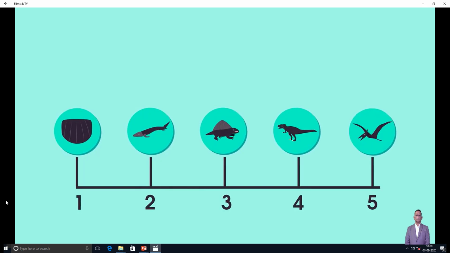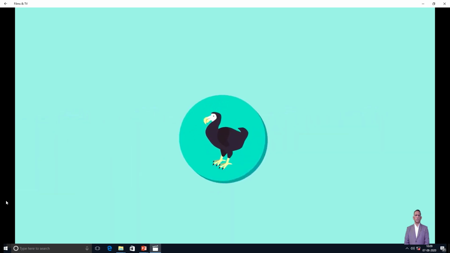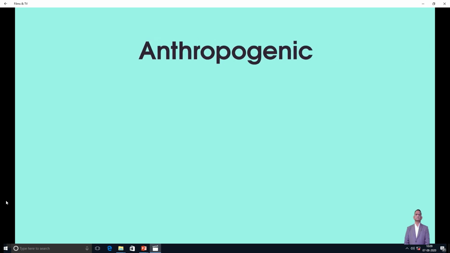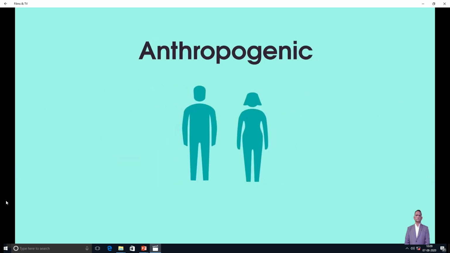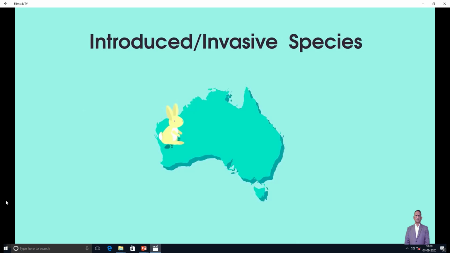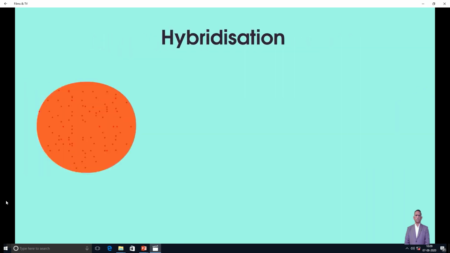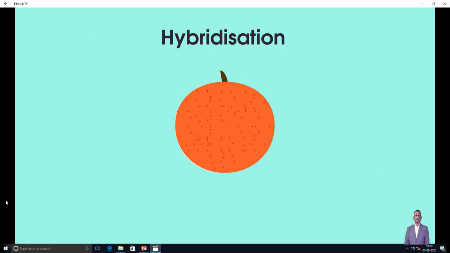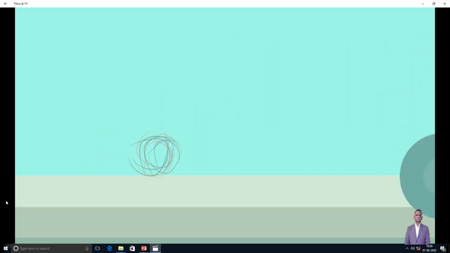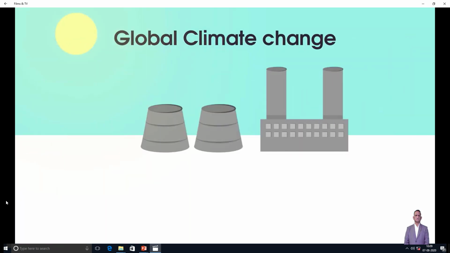Biodiversity has declined in the past, and a total of 5 major extinction events have occurred. Currently, we are in the planet's 6th major extinction event, known as the Holocene extinction. There are many proposed reasons for the current drop in biodiversity. Some of those reasons are anthropogenic, meaning caused by humans. Anthropogenic factors include introduced or invasive species, such as the introduction of rabbits to Australia, human-induced hybridization, such as in plants to create optimal species of crop, overharvesting of resources, and global climate change caused by human activities.